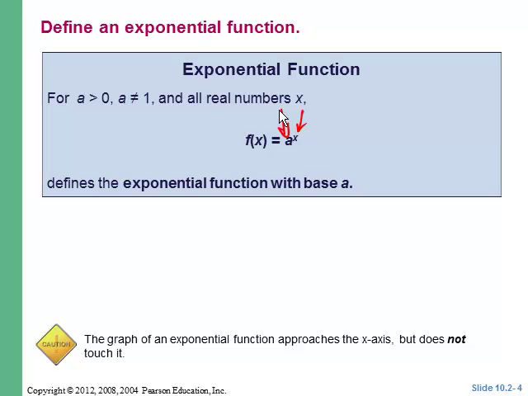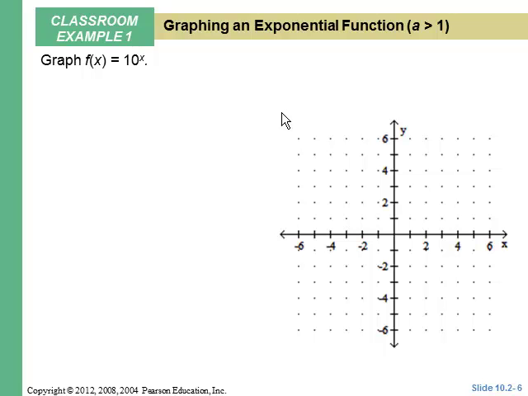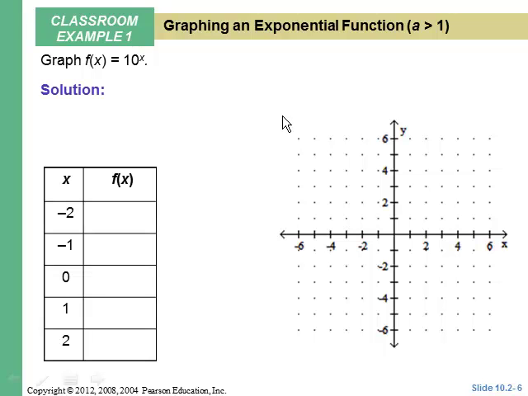A has to be greater than 0, and A will not be 1, otherwise it would just be 1 all the time. It will get close to but not touch the x-axis. So let's look at this first one.